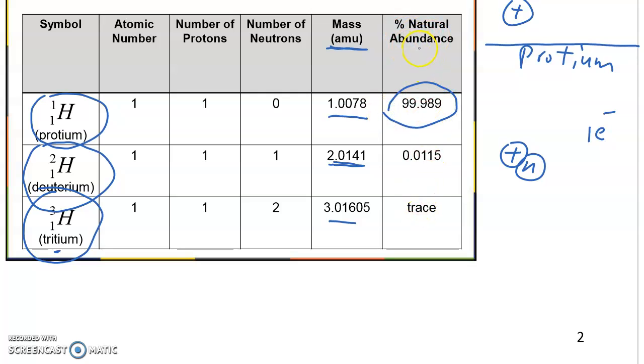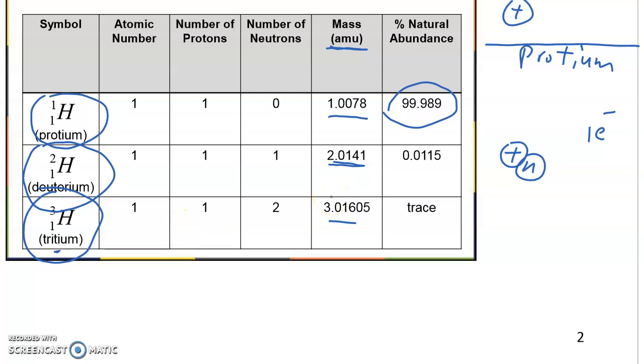Here is called abundance or percentage. In this case, more than 99.9% is just protium. And a certain amount, significant enough, is deuterium. And a very small amount, so small that we just put the word trace, is tritium.